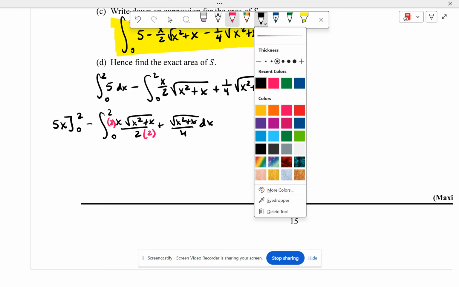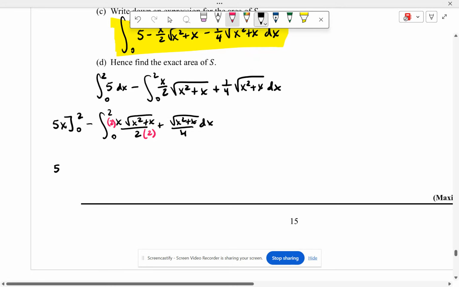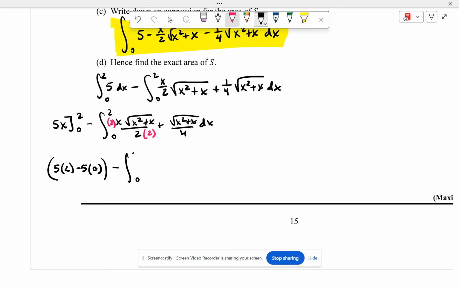Okay. So when I evaluate 5 as upper minus lower, that's going to go up here, minus. And then now I've got 0 to 2 of 2x radical x squared plus x plus the square root of x squared plus x dx all over what? 4, right? We got a common denominator. Hey, what can we do with constants? We can pull them out front, right? Can't I put that 1/4 out front? Sure. Sure can.